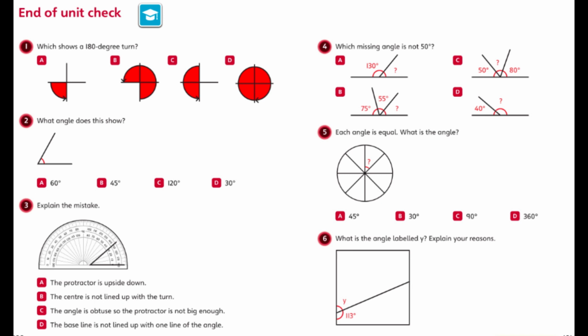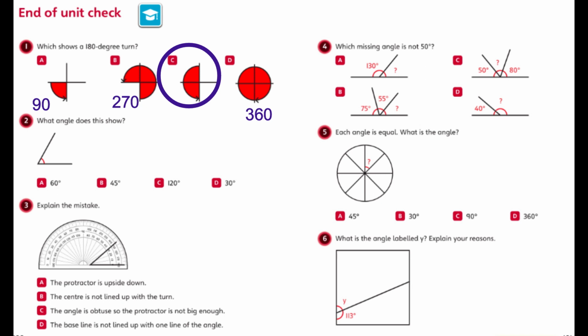Which shows a 180-degree turn? A, B, C, or D? Pause the video and decide. You should have selected C. Image A shows a 90-degree turn, B shows a 270-degree turn, and D shows a 360-degree turn. A 180-degree turn, as you see at C, is a half turn. Let's move now on to number 2.